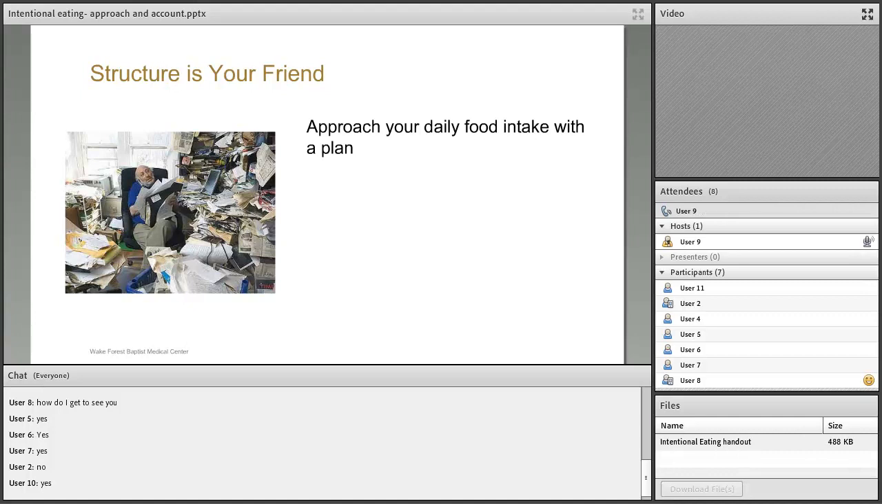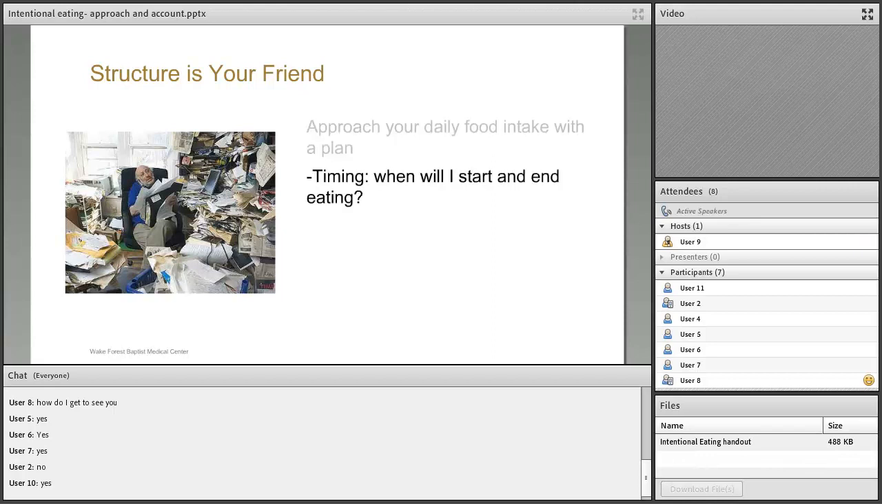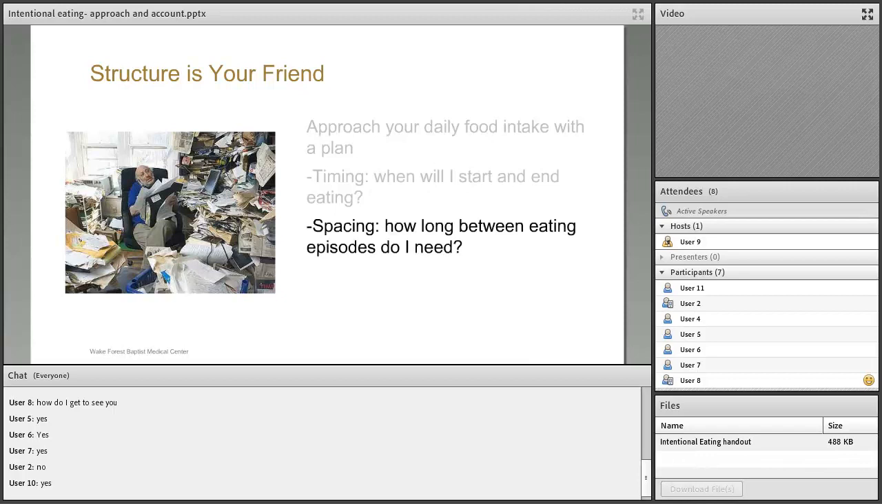So your approach to eating should not take this sort of scattershot approach, where you don't think about it, you don't have any structure or organization to it, but you just sort of wake up and wing it, if you will. You want to have a daily plan for your food intake. Start off with things like, when will I start and end eating? What are the times of the day that will encompass my clock for eating, the time of the day that I'm going to consume my calories?